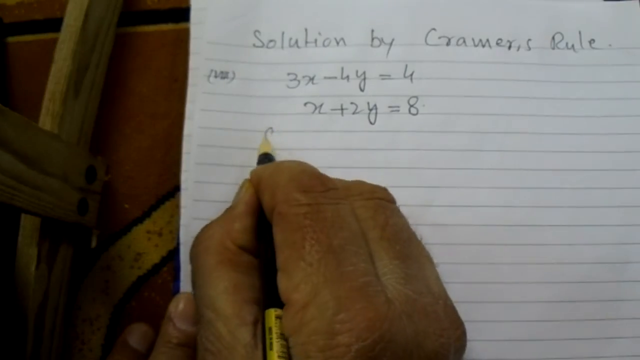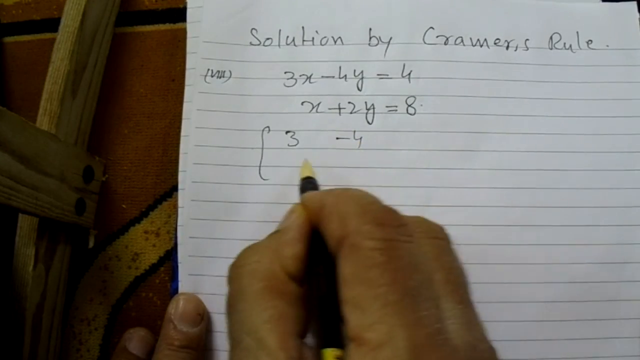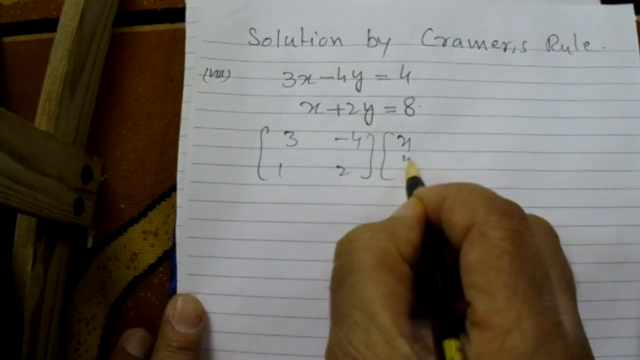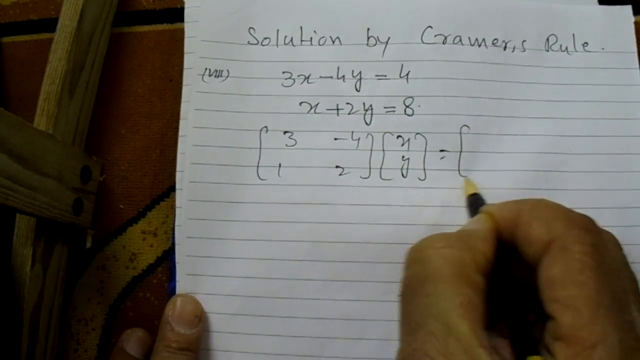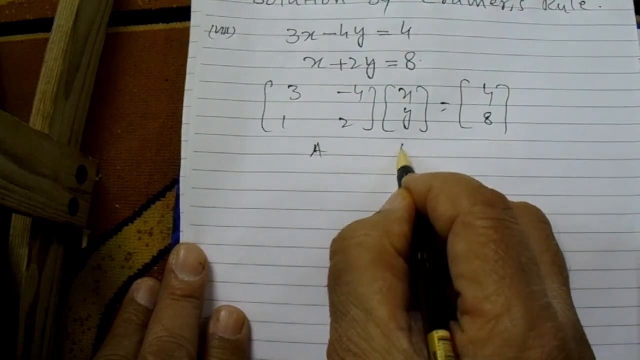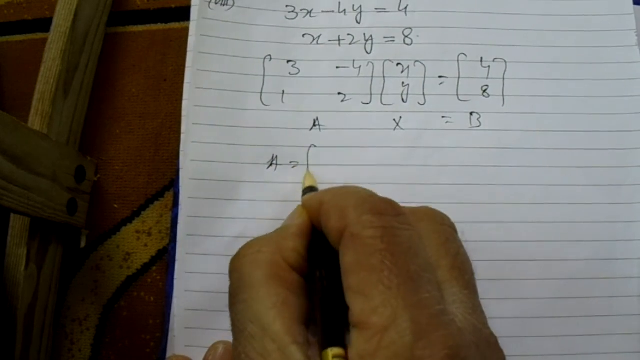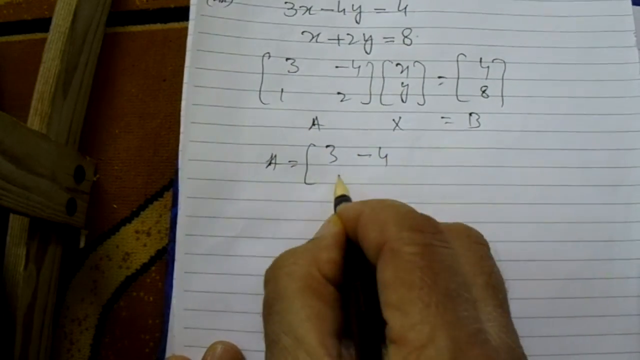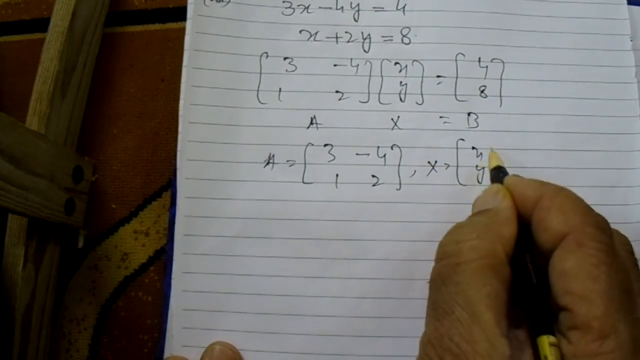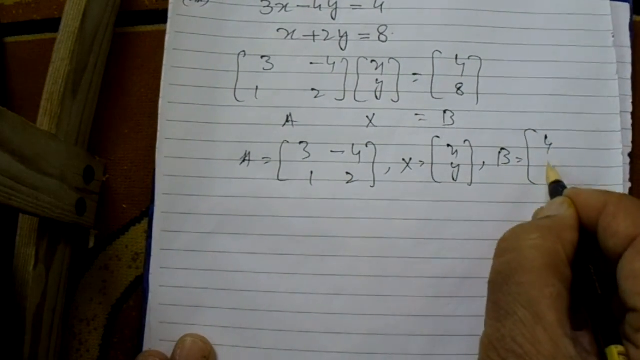Again we write these equations in matrix form. We write the coefficient matrix 3, minus 4, 1, 2, and again here X, Y, and again here 4, 8. Now this is our A, this is our X, this is our B. A matrix is equal to 3, minus 4, 1, 2, and X is equal to X, Y, and B is equal to 4, 8.